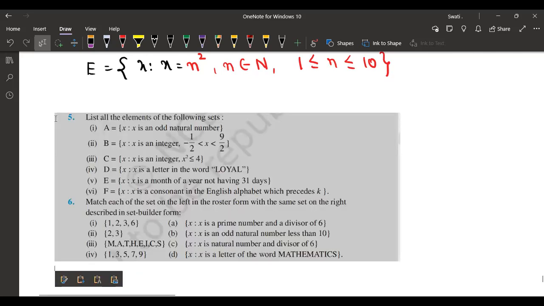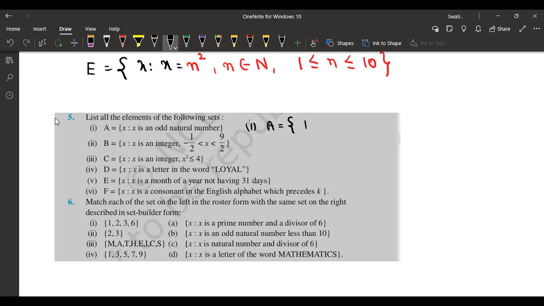I wanted to show you the question first. In question number 5, it simply says list all the elements of the following set. The first one, A equals x such that x is an odd natural number. What is an odd number? Odd numbers are all the numbers which end with 1, 3, 5, 7, 9, right?